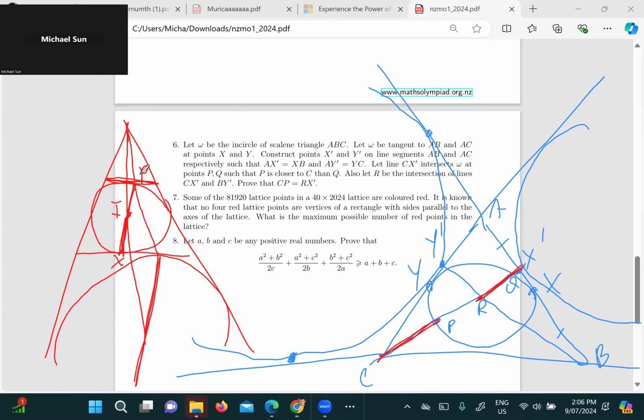Alright, come on, let's do this. I will start by labeling the points. Yes? I did the easy one.